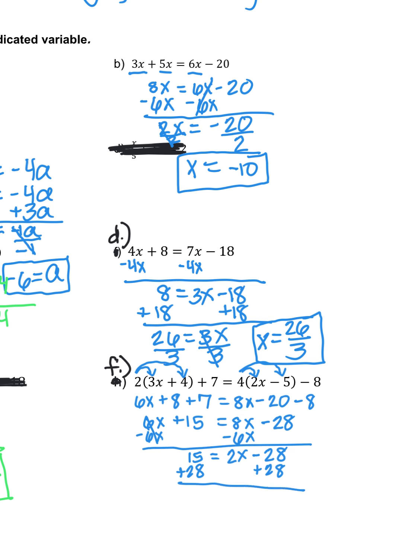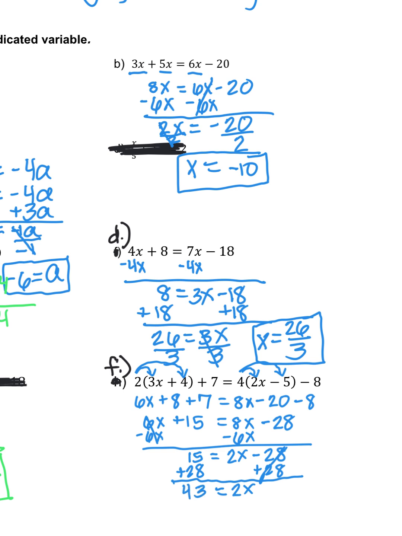Erase that. Line was a little crooked. Okay. So let's go ahead and do this. That negative 28 and positive 28 cancel out. We're left with 2x equals 28 plus 15 is 43.